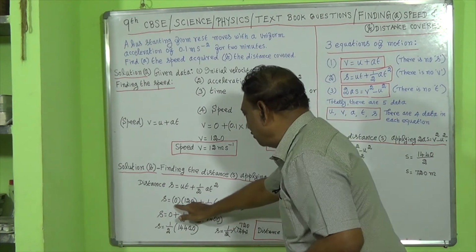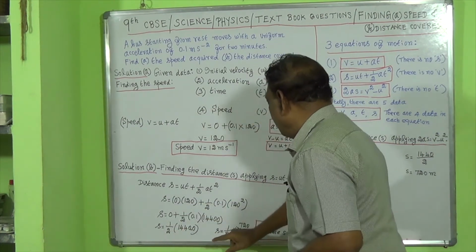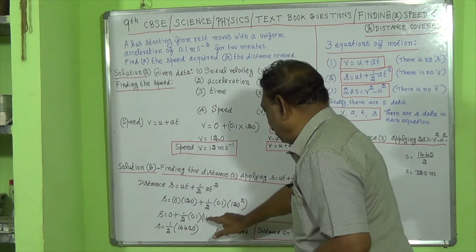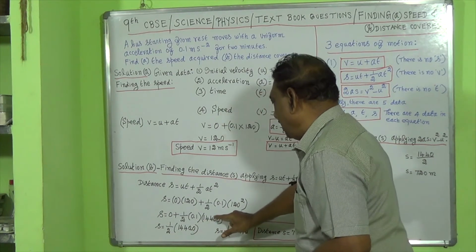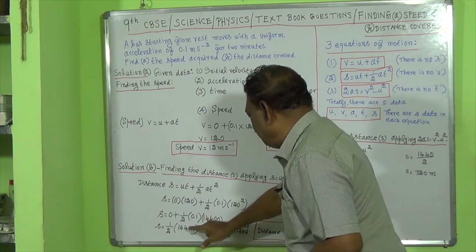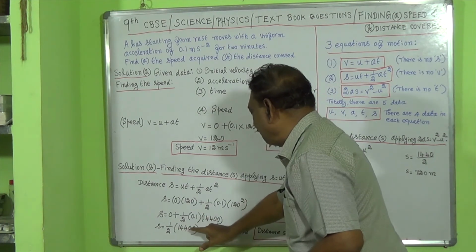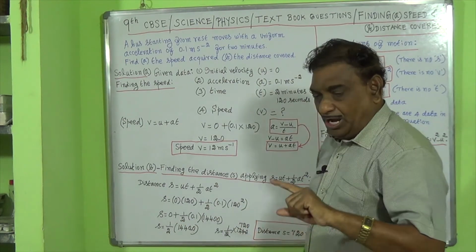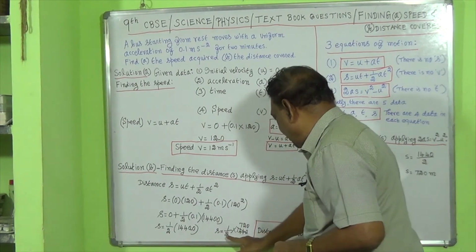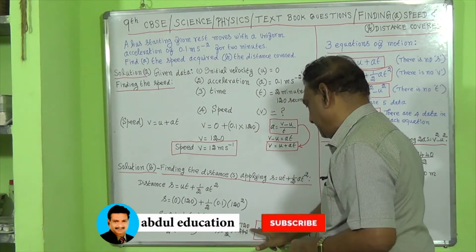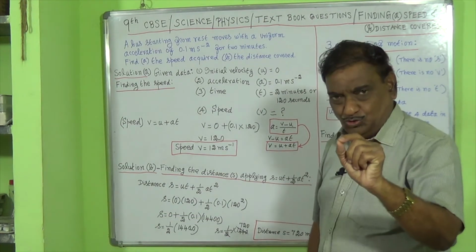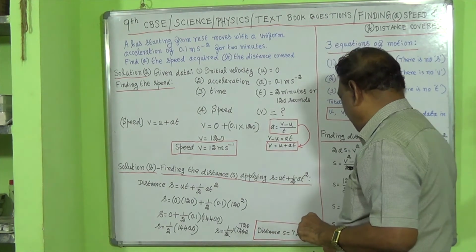What is the value of 0 into 120? 0. What is the value of 120 square? 120 square equal to 14,400. If we multiply 14,400 and 0.1, we will get 1,440. If we multiply half with 1,440, we will get 720. Therefore, the distance covered is equal to 720 meter.